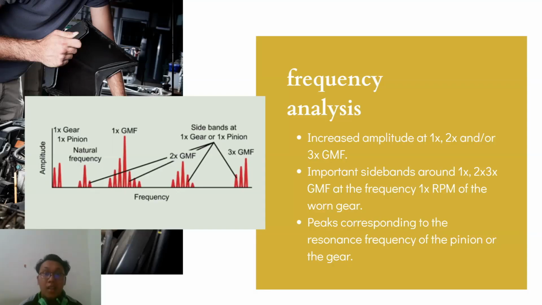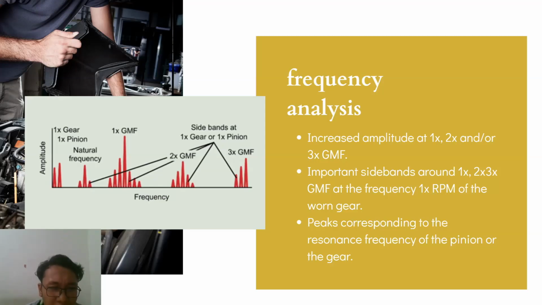Next is frequency analysis. From the amplitude, we can see the graph is quite fluctuated, and by watching the amplitude at 1 time, 2 times, and 3 times GMF, we can conclude that there may be a problem in the gear or pinion. So it's also important to look at the sidebands around 1, 2, or 3 GMF at the frequency of 1 RPM of the worn gear.